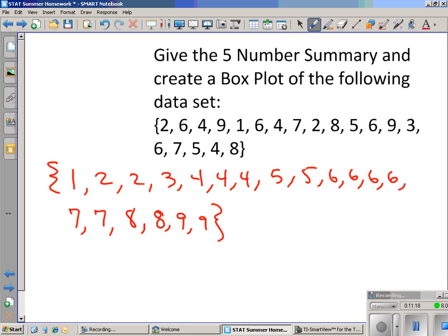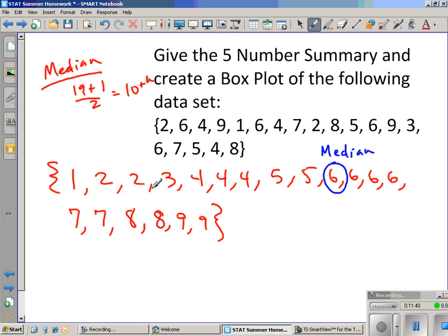Okay. Now, there are 19 numbers in this data set. So the median, since it's odd, will be 19 plus 1 over 2, or the 10th number. 1, 2, 3, 4, 5, 6, 7, 8, 9, 10, the first 6, is the median. Okay, 6 is the median, and since we've used the median, we won't use that number in finding Q1 or Q3.